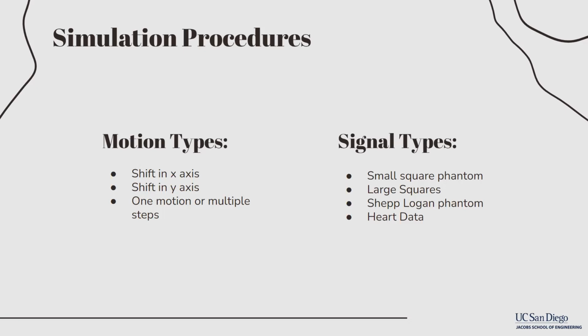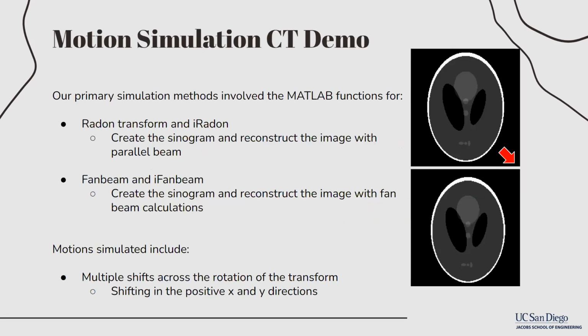We're doing this in one or multiple steps. The inputs that we chose are the small square phantoms, the large square, the classic Shepp-Logan phantom, and the clinical heart data that was shown in class. Our primary simulations involve MATLAB functions such as radon and iradon, which create a sinogram and reconstruct the image with parallel beam, and fan beam and ifanbeam functions that create a sinogram and reconstruct the image with fan beam calculations. We're doing this in multiple shifts across the rotation of the transform, taking the positive x and y directions.